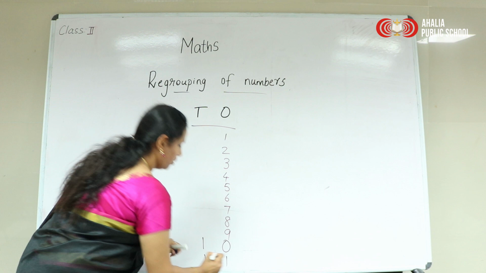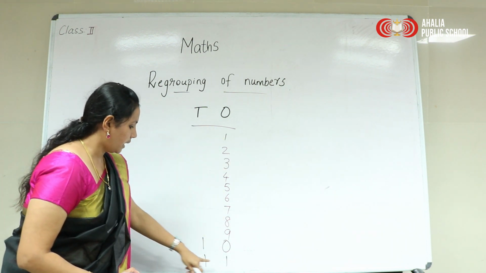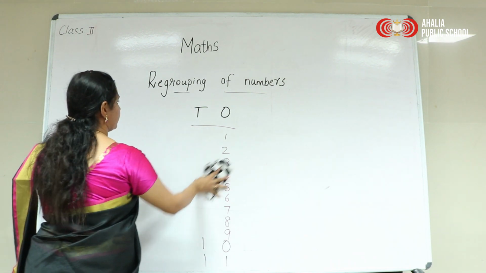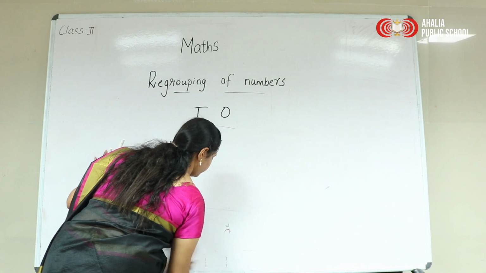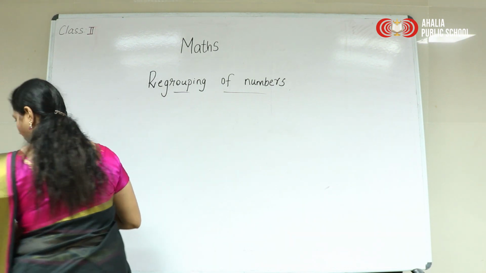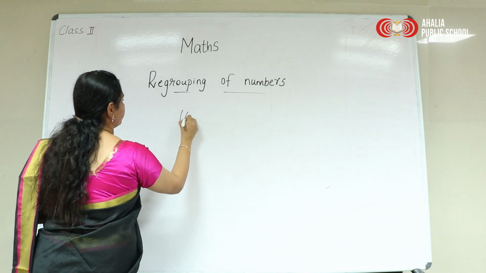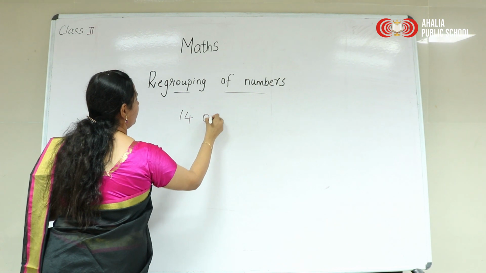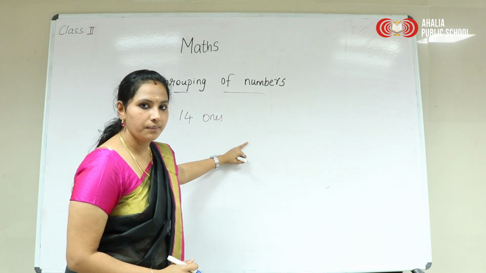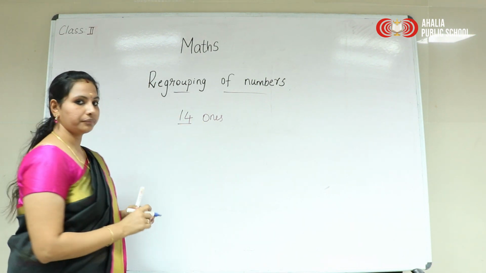Now see, with an example, after 10 what number? 11. That is also a two digit number. So you have to assign ones place and also the tens place. Let me show one example. See, 14 ones. How will we write this? 14 ones means, you tell me the expanded form of this number 14.